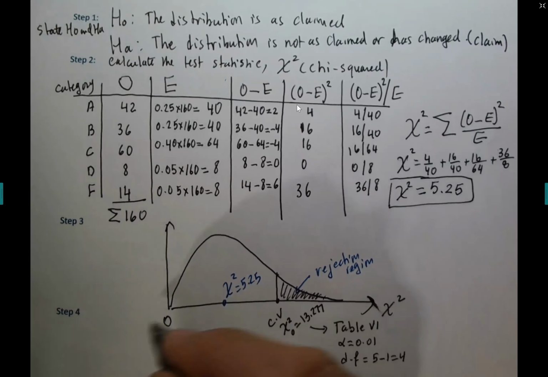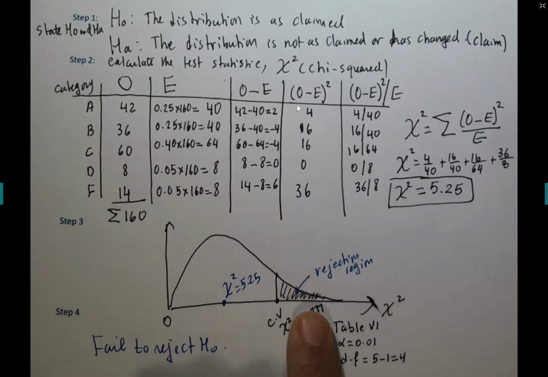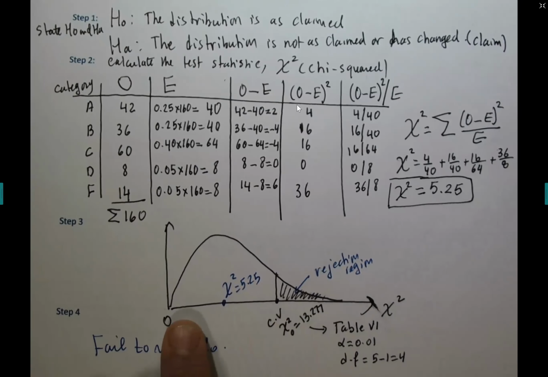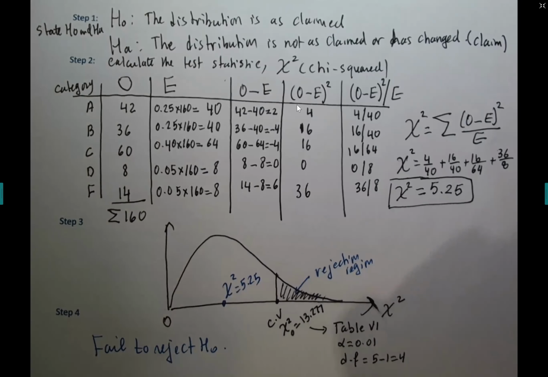So your conclusion is to fail to reject H0. If your value falls in the shaded area on the number line that has the shaded region, then you reject H0. If it doesn't, then you fail to reject H0. And your conclusion is there is not enough evidence at the 0.01 level of significance to conclude or support the claim that the distribution has changed.